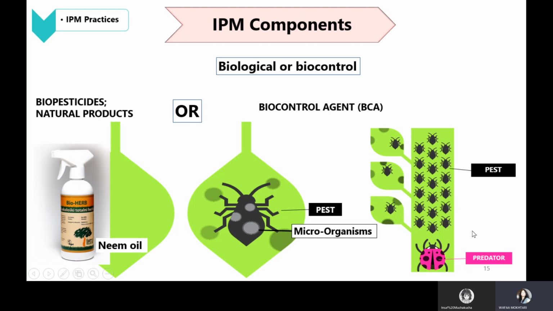Another biocontrol agent is the predator. A predator can eat a lot of pests. Your pests maybe could start damaging your crop. However, when there is a predator, they will eat all the pests here, and this will save your crop. Let's see an example of this kind of predator eating pests.